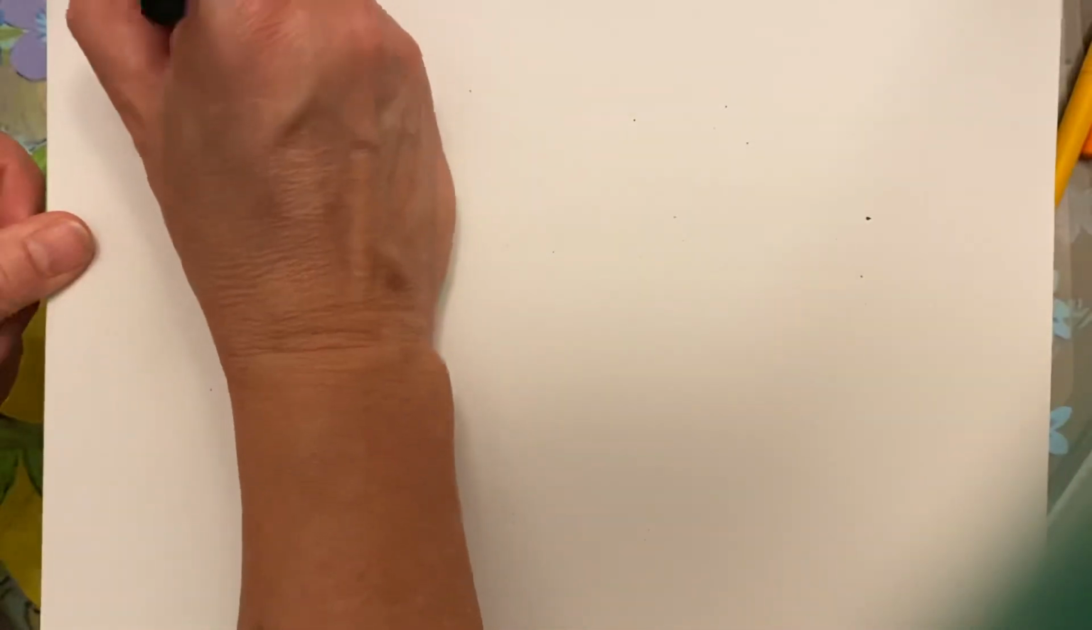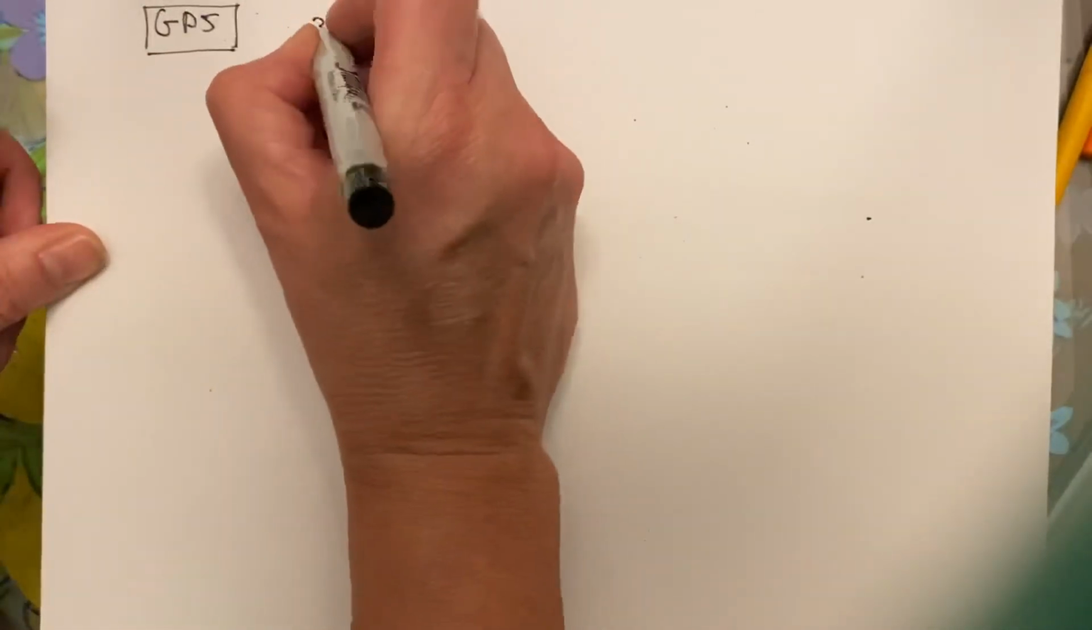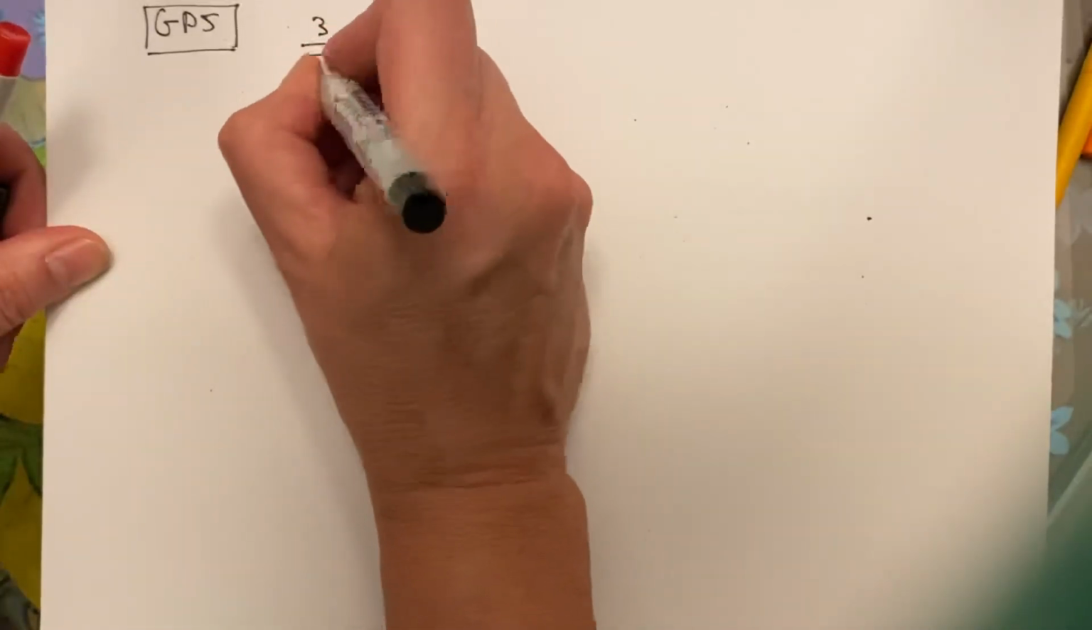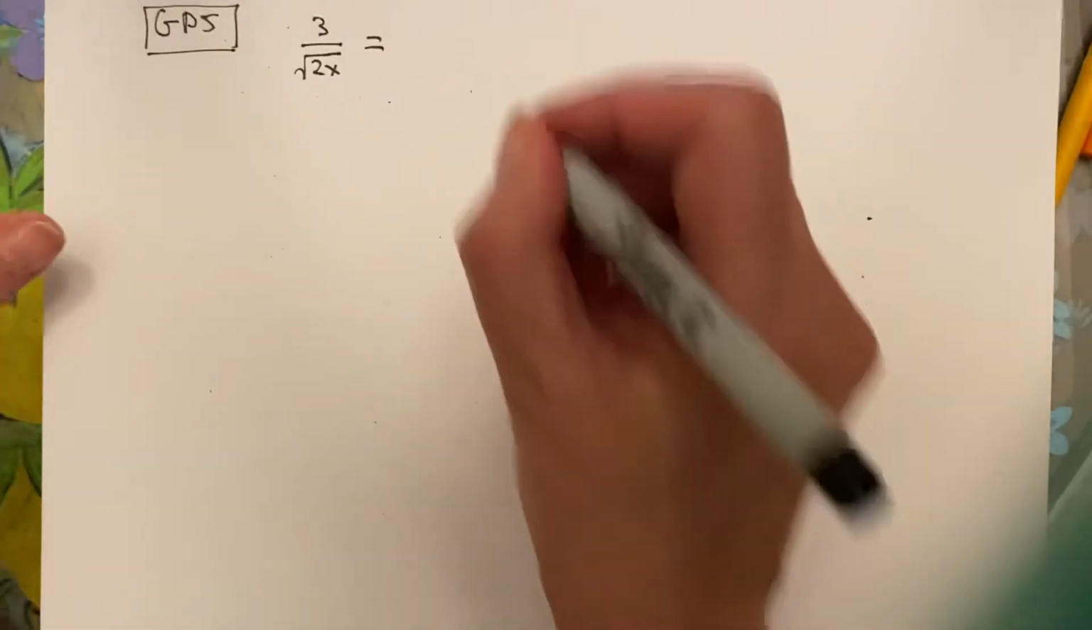Okay, guided practice 5, and I've written that too high. I'm going to lower that down. There we go. So here's our problem. I have 3 divided by square root of 2x. Well, I can't have that square root of 2x in the denominator.